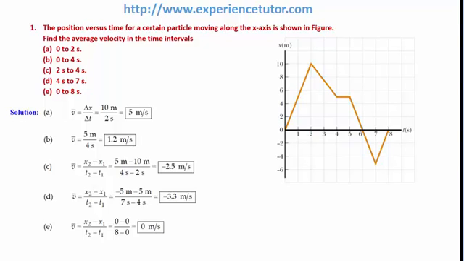D, same formula, average velocity is equal to x2 minus x1 upon t2 minus t1, that is minus 5 meter minus 5 meter, that is minus 10 meter upon 7 seconds minus 4 seconds, that is minus 10 meter upon 3 seconds, that is minus 3.3 meter per second. E, same formula, average velocity is equal to x2 minus x1 upon t2 minus t1, 0 minus 0 upon 8 minus 0, that is 0 meter per second.